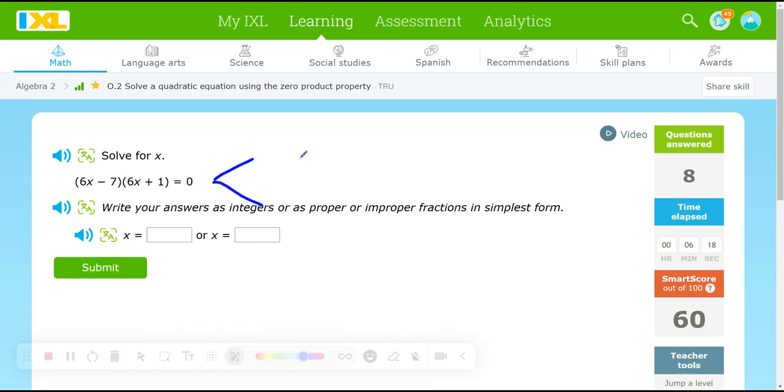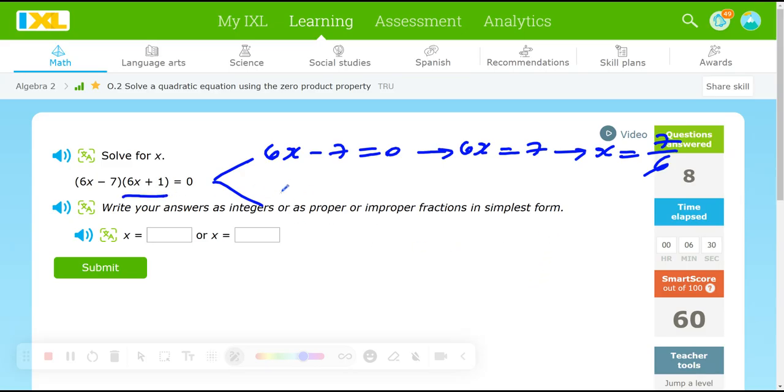All right. So 6x subtract 7 equals 0. So I come out 6x equals 7. And then x equals 7 over 6. Okay. The second factor is 6x plus 1 equals 0. So 6x equals negative 1. So therefore x equals negative 1 over 6.